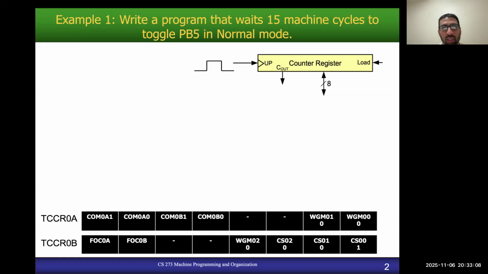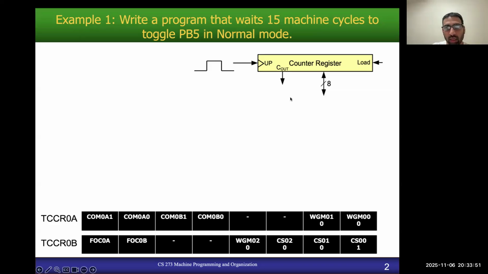So in normal mode, what happens is the value with which you initialize the counter, once you enable the timer, the value of the register increases on every clock cycle until it reaches the maximum value. So if it is an 8-bit register, the maximum value is FF, and then at FF it changes to 00, where the overflow happens, right? So what does it mean? It means if our timer is operating in normal mode and we want to write a program which generates a delay of 15 machine cycles, we need to know what value to put in the counter register, right?